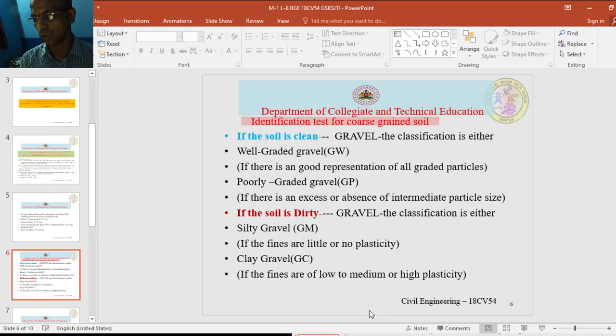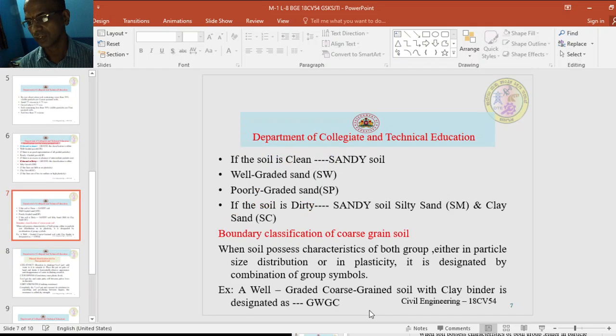The fines may be of low to medium or high plasticity. If the soil is clean sandy soil, it is well graded sand, SW, and poorly graded sand, SP. If the soil is dirty sandy soil, it is silty sand, SM, and clayey sand, SC. Boundary classification of coarse grained soil: when a soil possesses characteristics of two groups, either in particle size distribution or in the plasticity chart, it is designated by a combination of group symbols. For example, a well graded gravel with a clay binder is designated as GW-GC.